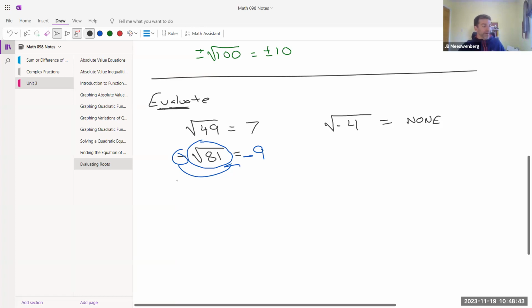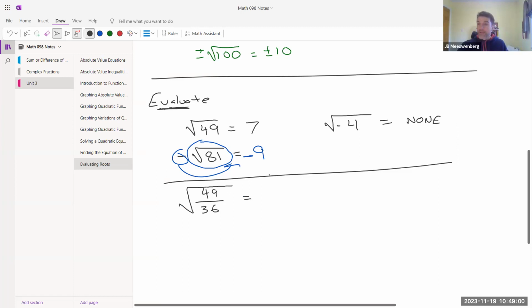Now we can also evaluate roots of fractions. So we might see the square root of 49 over 36. I need to make my radical a little bit taller. It's important to know that when you have the radical over a fraction, you can separate it into the square root of the top and the square root of the bottom, right? You can separate that into both parts and take the square root of them individually. So this would turn into the square root of 49 is 7, and on the bottom, the square root of 36 is 6. So there is our answer.